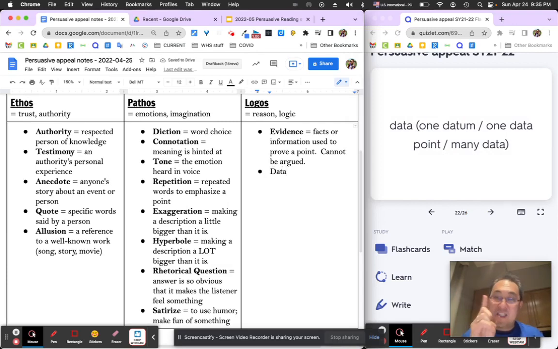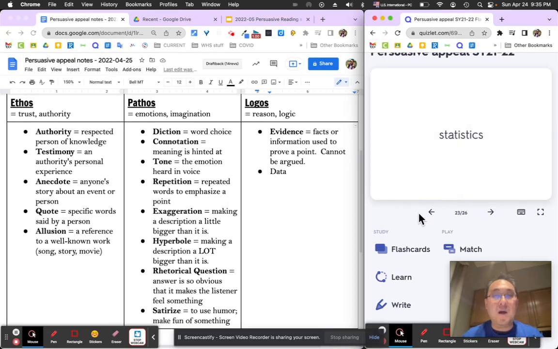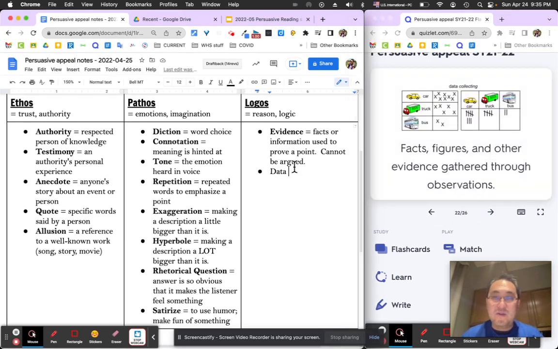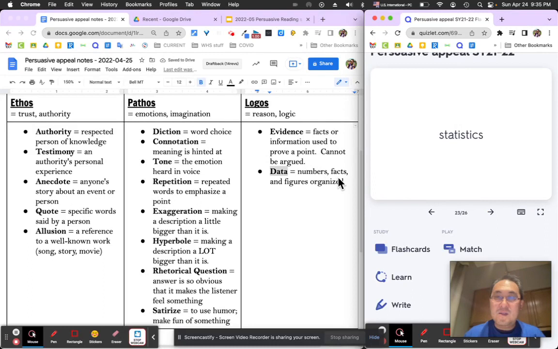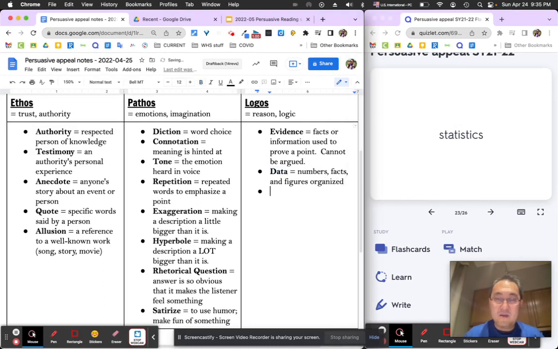Okay, data is a similar one. If I said one datum is 1 point versus many data points, okay? So that's the way to use that. So data is a plural word, okay? So data equals numbers, facts, and figures organized. Okay, so that's data. So statistics, again, more numbers. Another word for numbers.